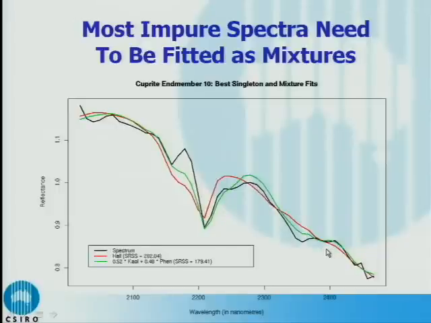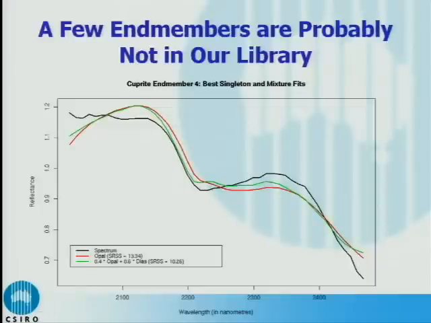These spectra are noisier, and we've been training with a different instrument. And there's some things there that are probably not in our library. So there's number 4. It's trying to fit opal or opaline silica. And you can see it's not quite right. It's probably something else that's not in our library.